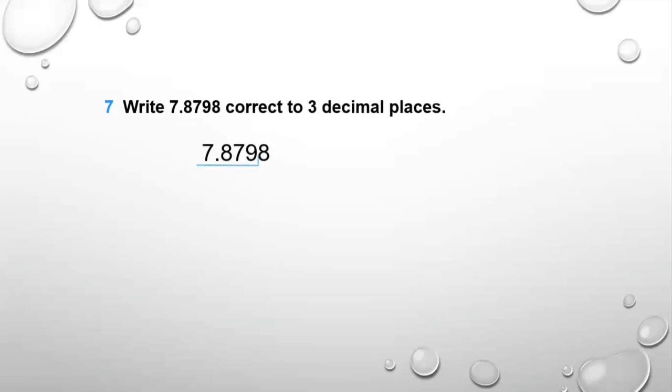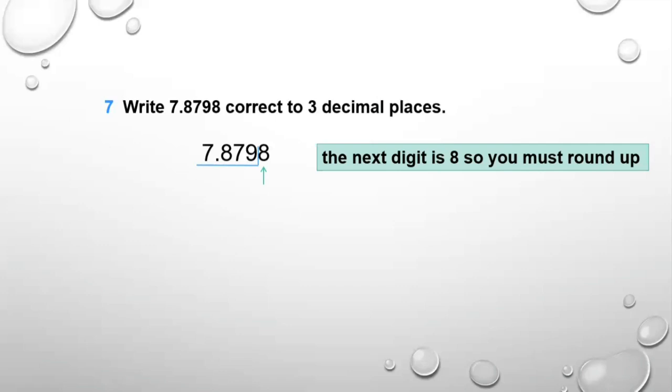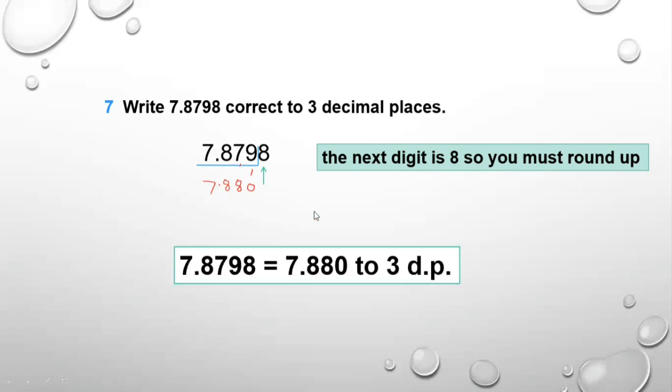So we make the partition between the 3rd and 4th. The 4th digit is 8, which is more than 5. So we round up the previous. So we are adding 1 to 9. And then what happens when you add 1 to 9? 9 plus 1 is going to be 10. Adding 1 here, 7 plus 1 is going to be 8. This remains as it is. And your answer is going to be 7.880.